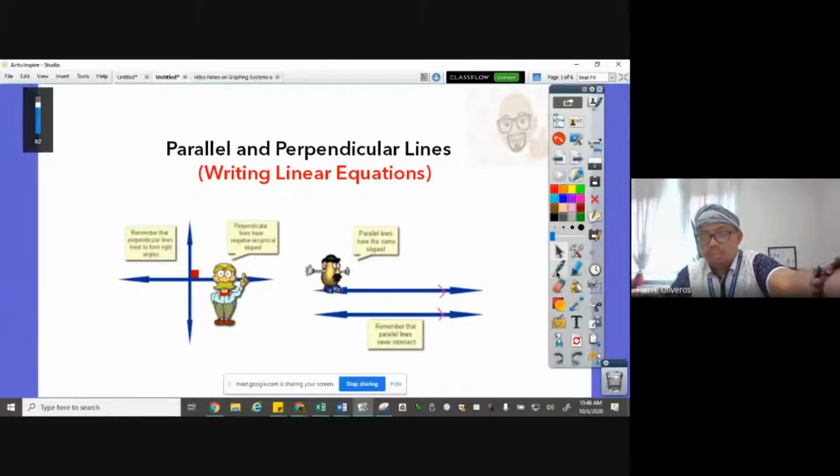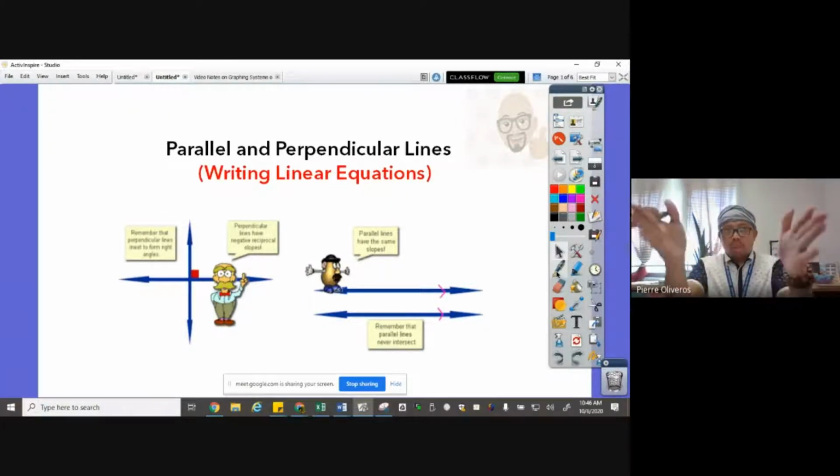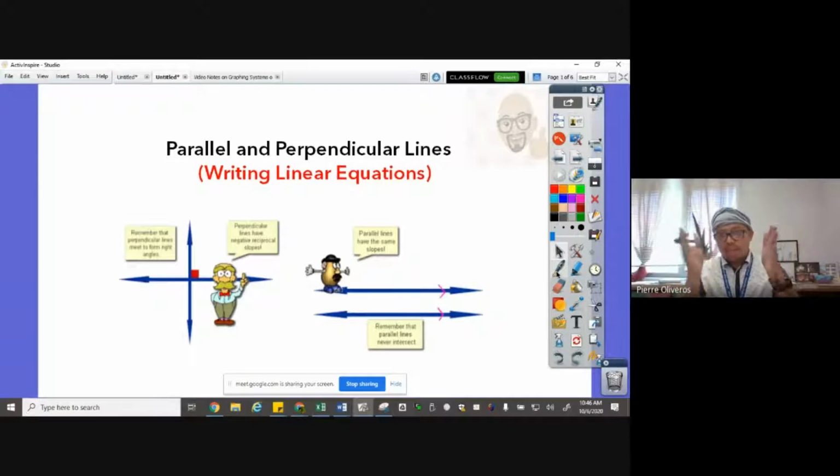What's up? Mr. O here, and today we're going to learn how to write linear equations involving parallel lines and perpendicular lines. Okay, parallel lines have the same slope. They go in the same direction, so they have the same path. That's why they have the same slope. While perpendicular lines intersect, but not all intersecting lines are perpendicular. In geometry, perpendicular lines make a 90-degree angle at the intersection, but in algebra, not only that, they have a negative reciprocal of slope.